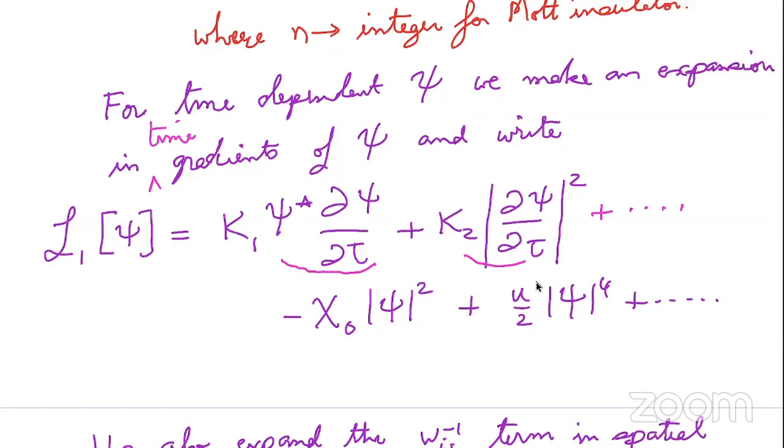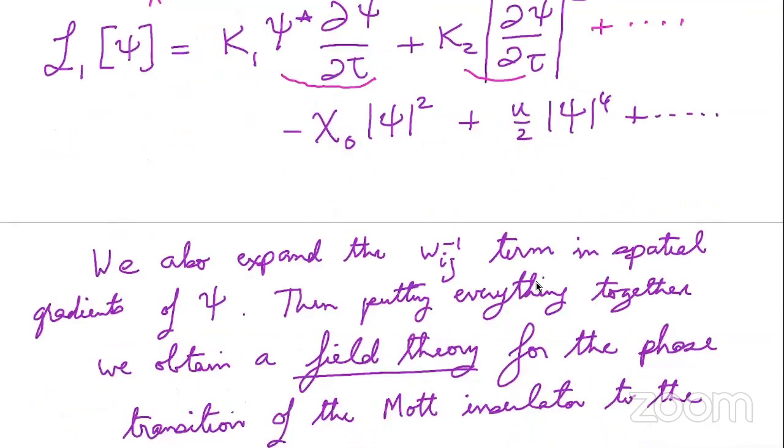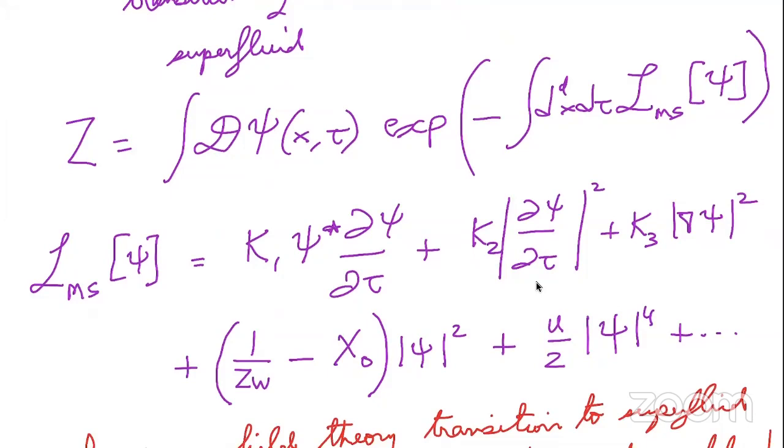Hi, I have a question. If we included next nearest neighbors or further interactions, would that affect the 1/ZW, or would it come in only at the K3 term? It will affect the 1/ZW, yeah. Okay, so the mean field boundaries would also shift. Yes, yeah. Okay, got it, thank you.